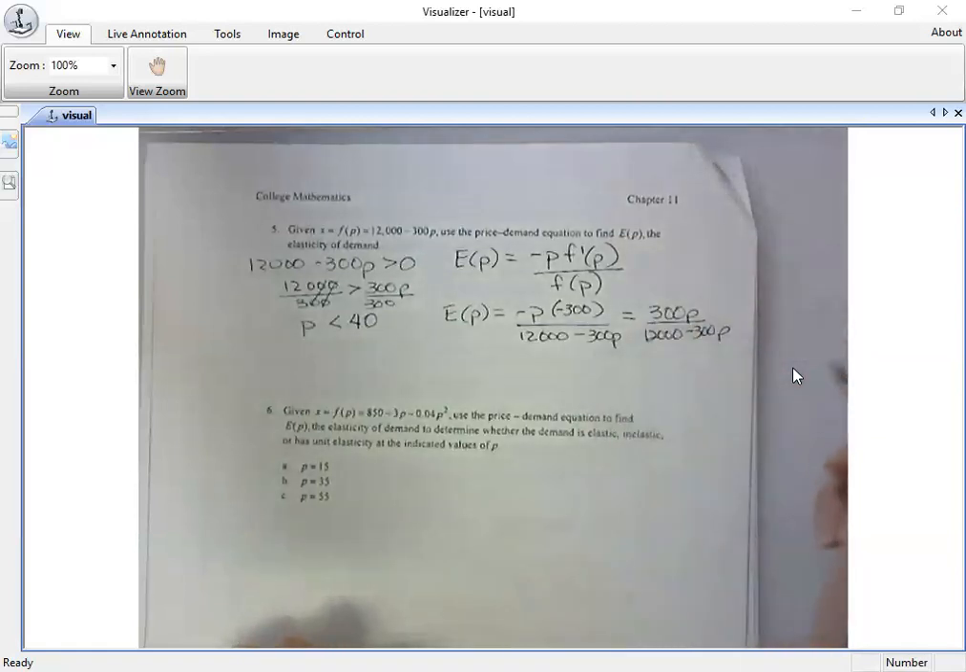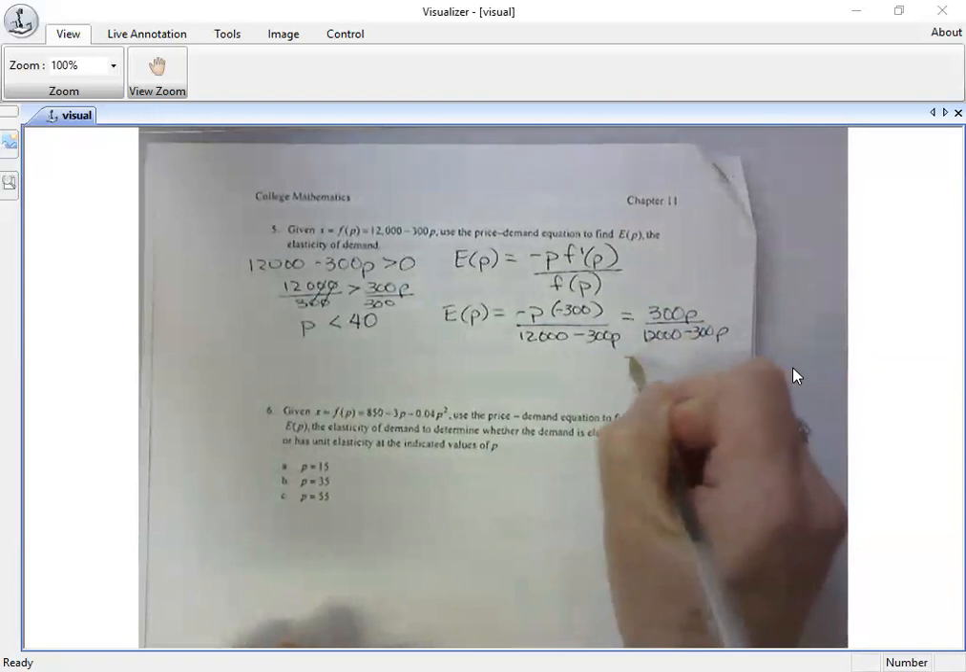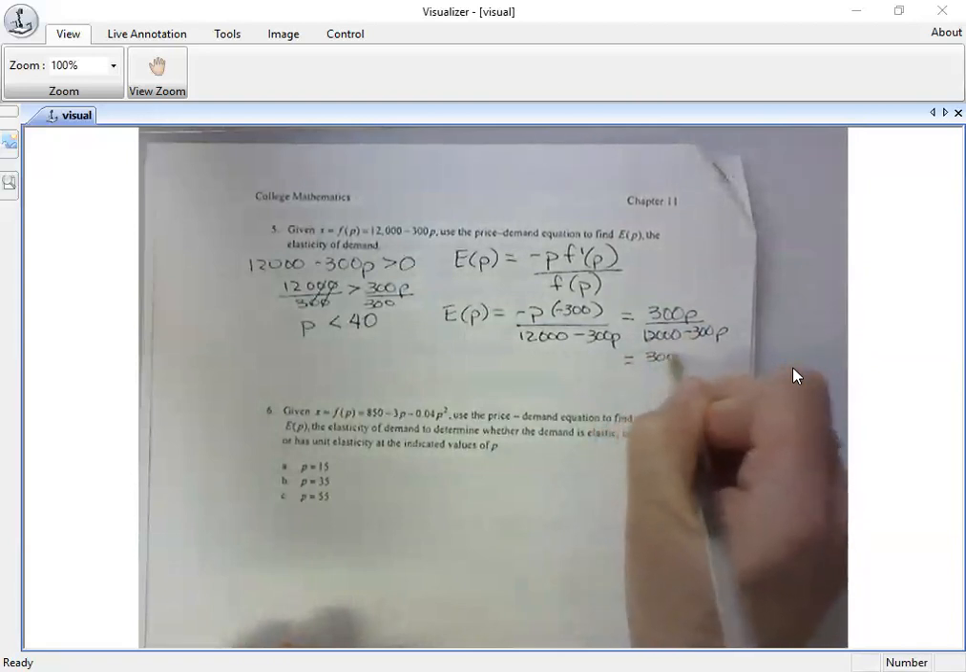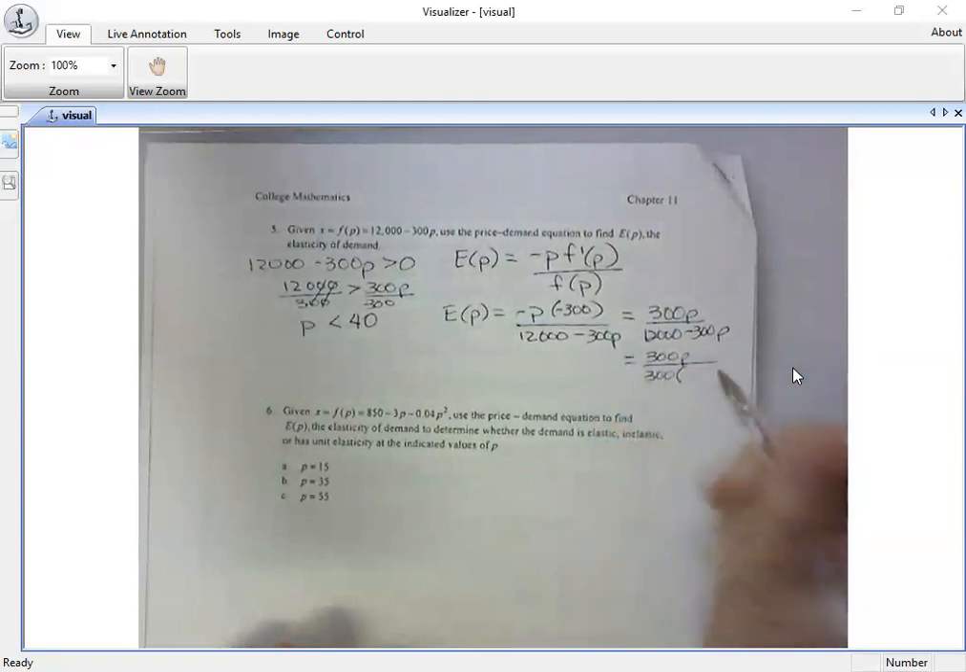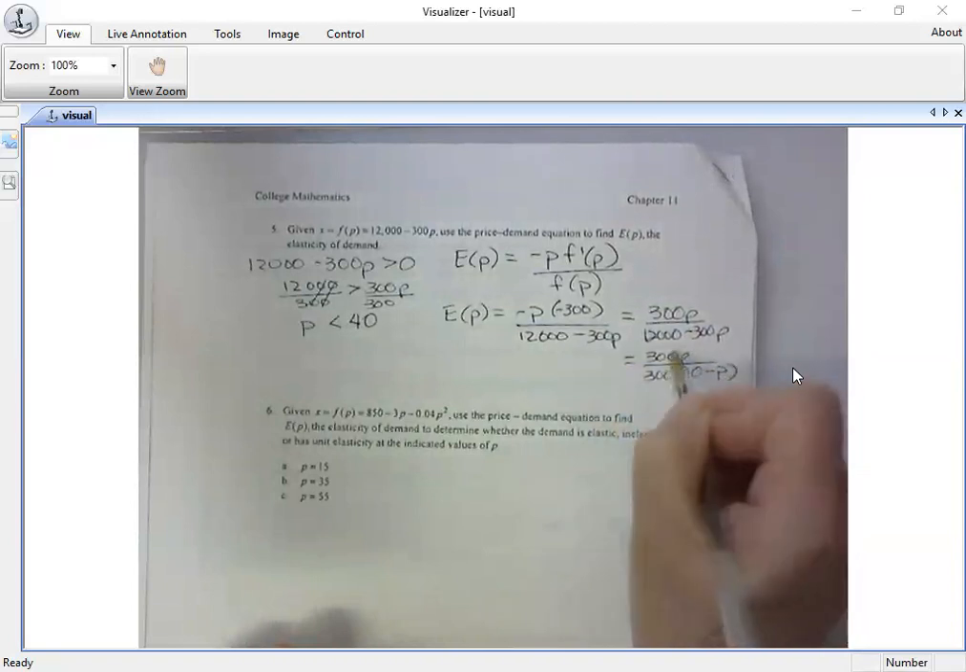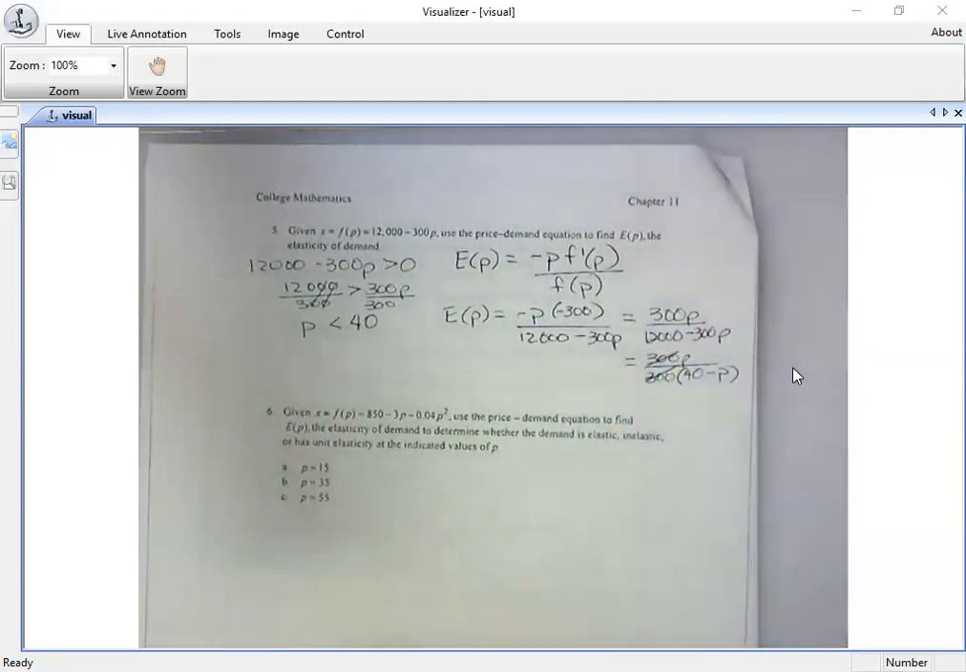So if I wanted to factor out 300 on the bottom, that would be 300 times what? 40 minus P. And then I could cancel out the 300. So this would simplify to be P over 40 minus P. That's going to be as low as I can go. All right?